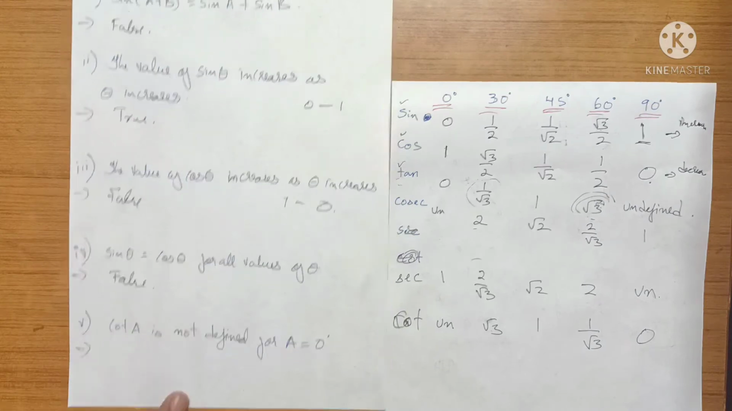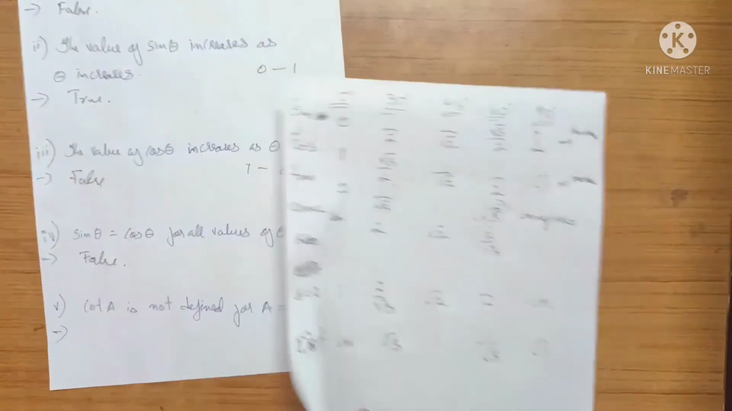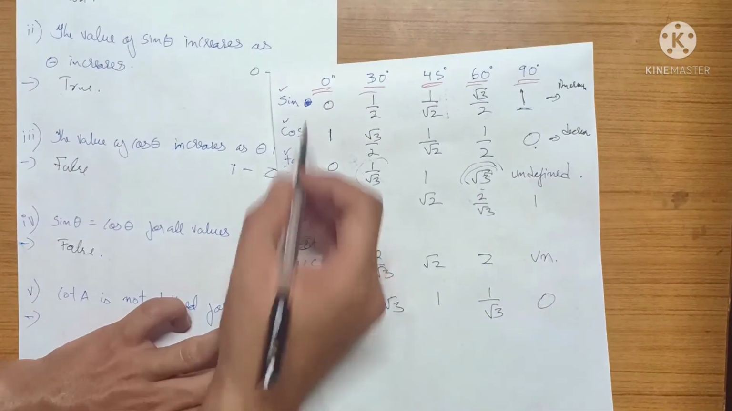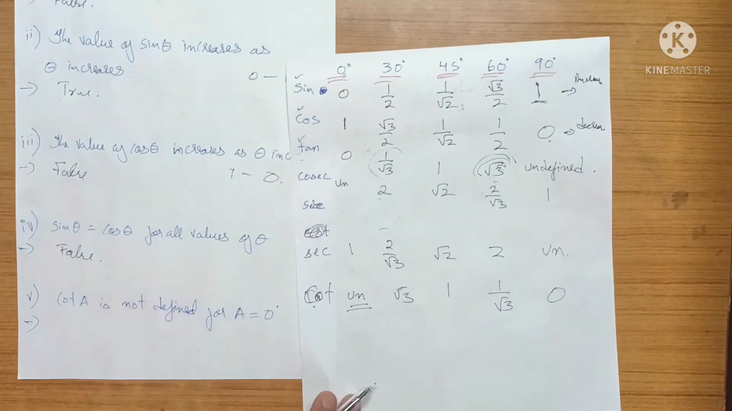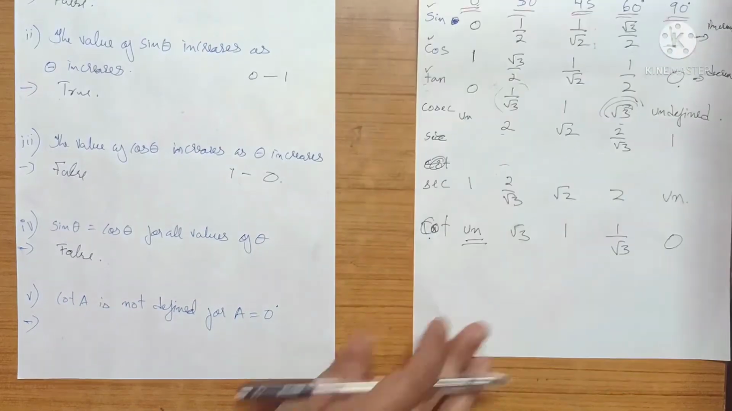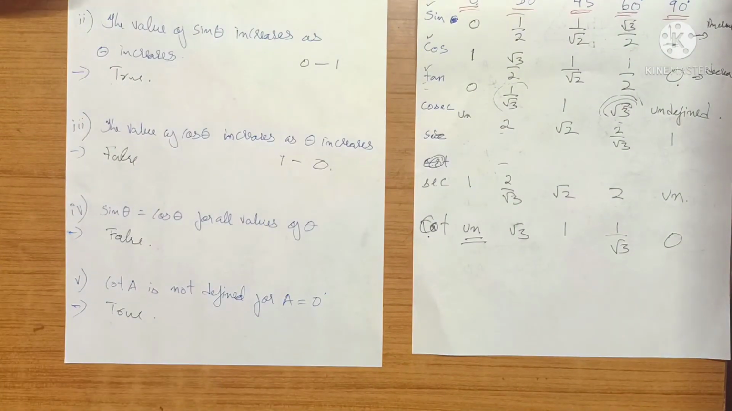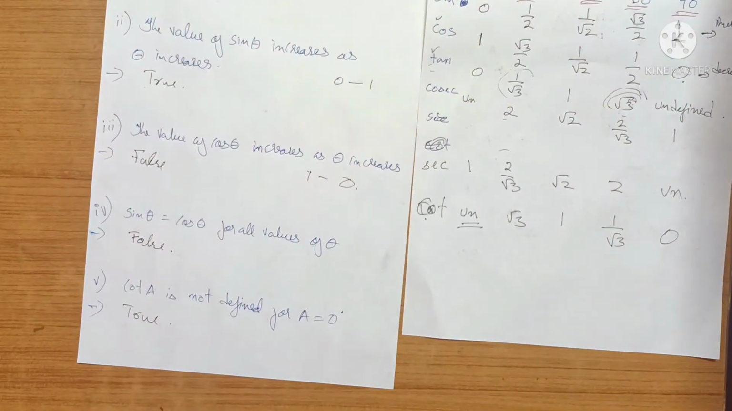Next, the last question: cot A is not defined for A equal to 0. So you just have to find cot A. Cot 0 is undefined. So cot A is undefined is true. Not defined and undefined is the same thing. Okay, so here are the answers for true or false. You can write it down.